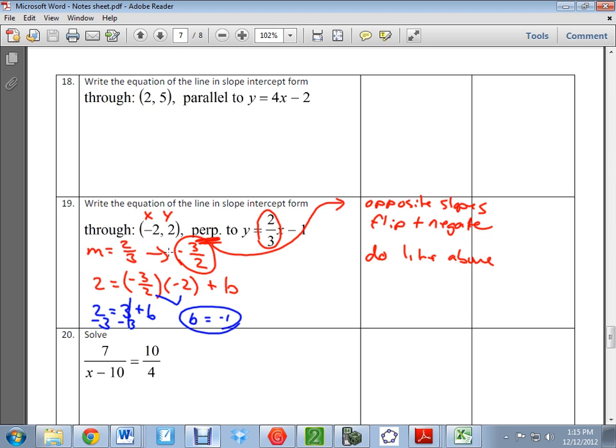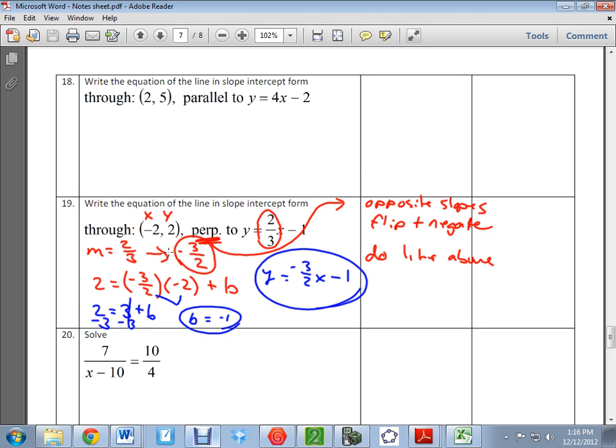Does anybody have any questions about where b came from? It's exactly like the problems above it. Once we have b is negative 1 and we have our new slope, what is the equation of the line? Very good. y equals negative 3 over 2 x minus 1. Are there any questions on where that comes from?